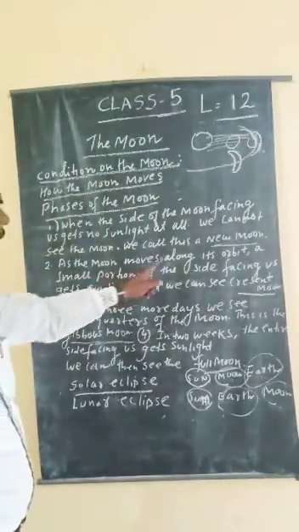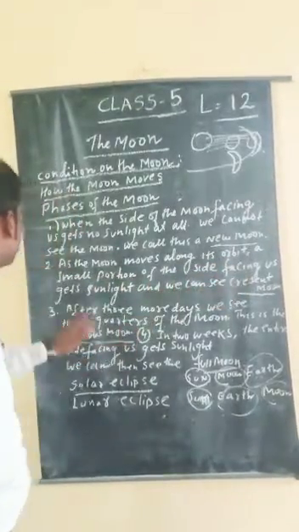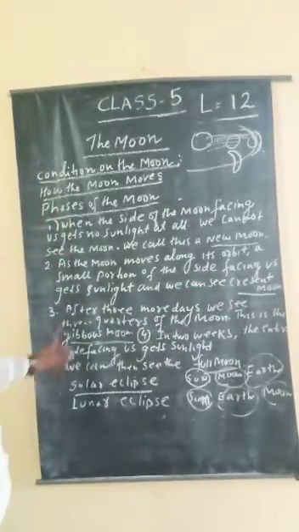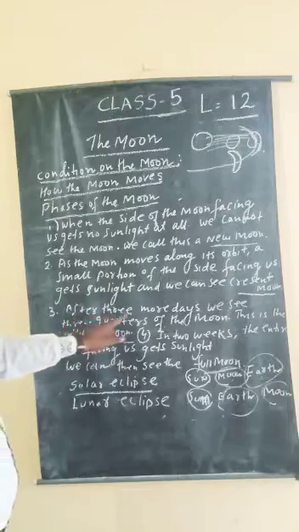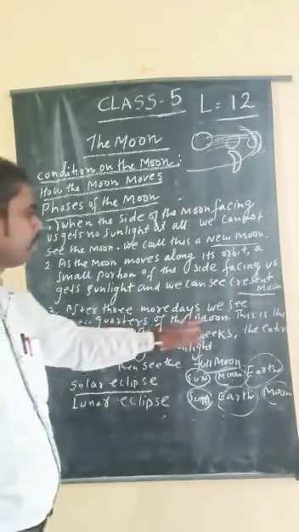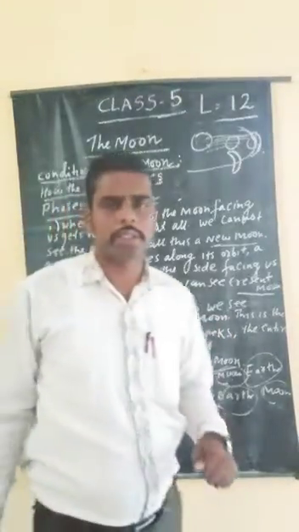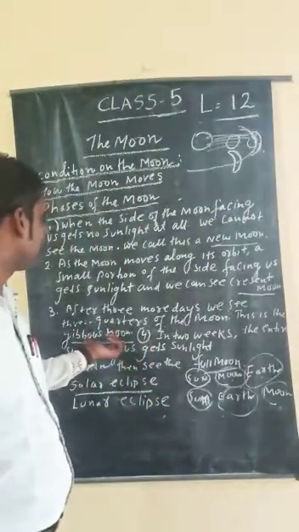So as the moon moves along its orbit, a small portion of the side facing us gets sunlight, and we can see this, which is known as crescent moon. And the third one is gibbous moon. After 3 more days, we see 3/4 of the moon. This is the gibbous moon. We will see only 3/4 of the moon after 3 days. This is known as a gibbous moon.